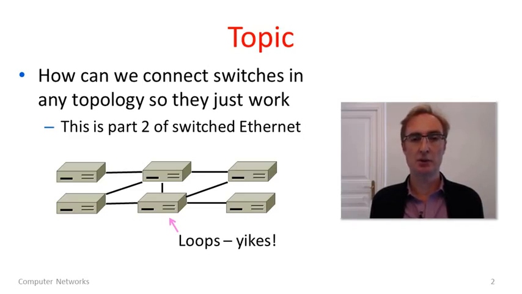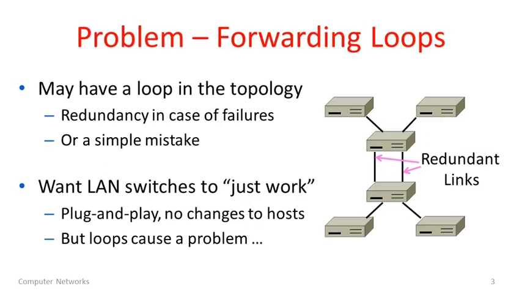But a major assumption we made was that the topology and the way these switches were connected could not contain loops. Now I'd like to talk about how we can allow these switches to be connected in ways that do contain loops and still have the overall system work. There are a couple of reasons you might want to have a loop in the topology. You might simply want some redundancy in your network.